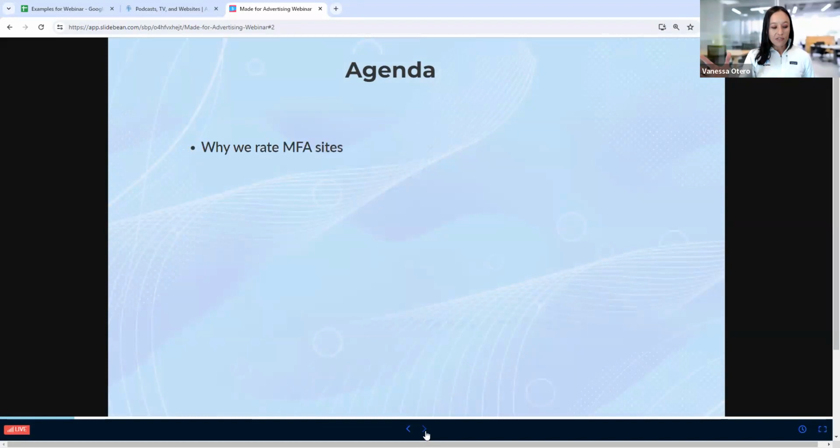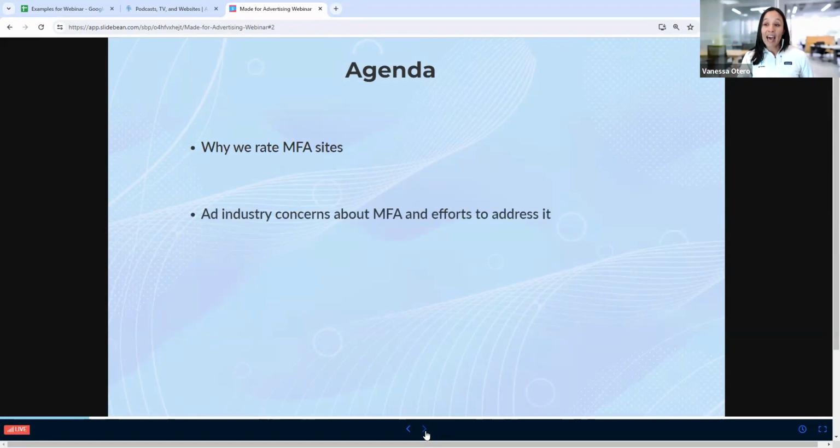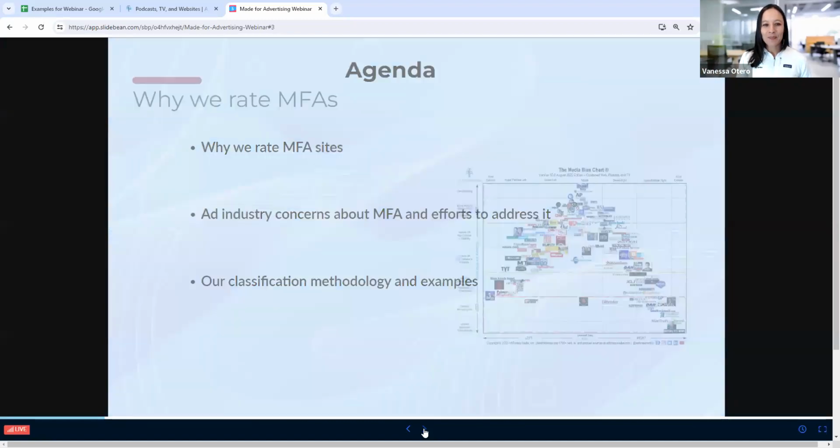We're going to touch first on why we at Adfontes Media even rate MFA sites. We'll talk about ad industry concerns about MFA. MFA is made for advertising. I'm going to say that phrase a lot today, and the efforts to address it. There are currently quite a few efforts. Then we'll spend most of the time talking about our classification methodology and examples. Examples are the most fun. Hopefully my computer doesn't crash by having eventually a lot of tabs open at the end of this webinar.